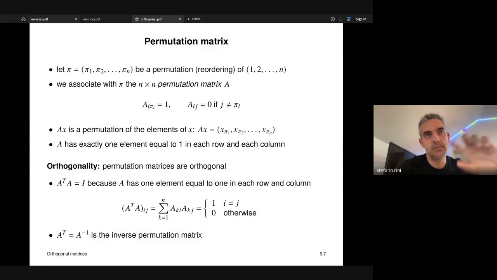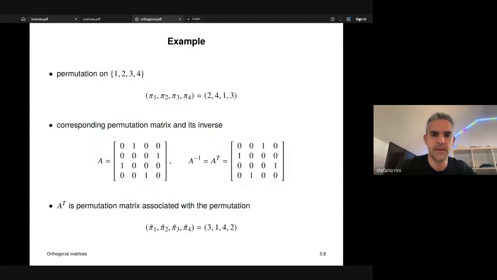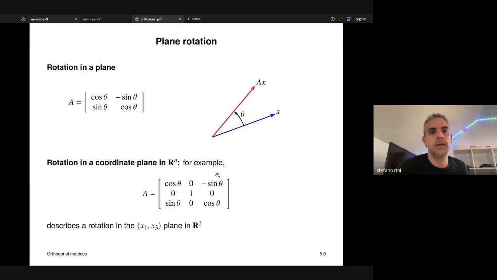Because you change the order and then you invert this change, so you end up with the original matrix. Yeah, just some example, very easy. We move on. Plane rotation, okay?